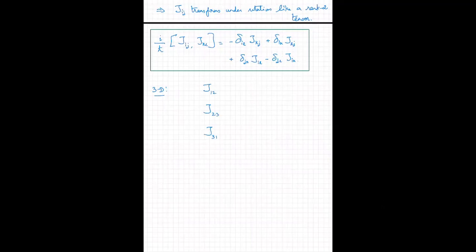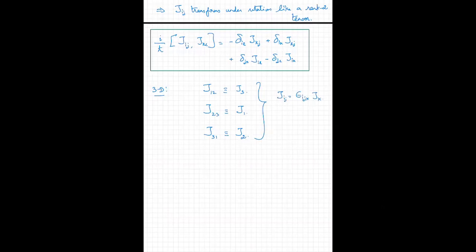Okay. J12 is a rotation in the 1-2 plane, which means it is a rotation around the 3 axis. So I will call this J3. J23 is a rotation in the 2-3 plane, which means it's a rotation around the 1 axis. And J31 is a rotation in the 3-1 plane, which means it is a rotation around the 2 axis. These 3 identifications can be formalized mathematically by writing J_ij is equal to epsilon_ijk J_k.